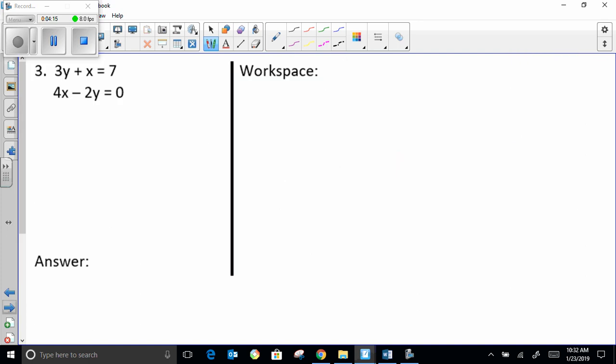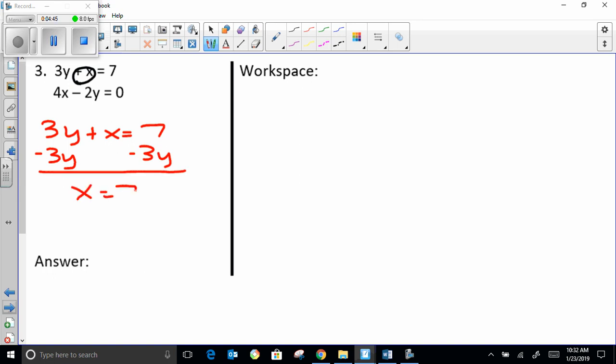Number 3, we need to solve one of the equations for x or for y. I always suggest solving the one that has a coefficient of 1. So in the first equation, the x has a coefficient of 1. So I'm going to solve for x. If I have 3y plus x is equal to 7, and I want to get x by itself, I'm going to minus 3y from both sides. x is equal to 7 minus 3y.